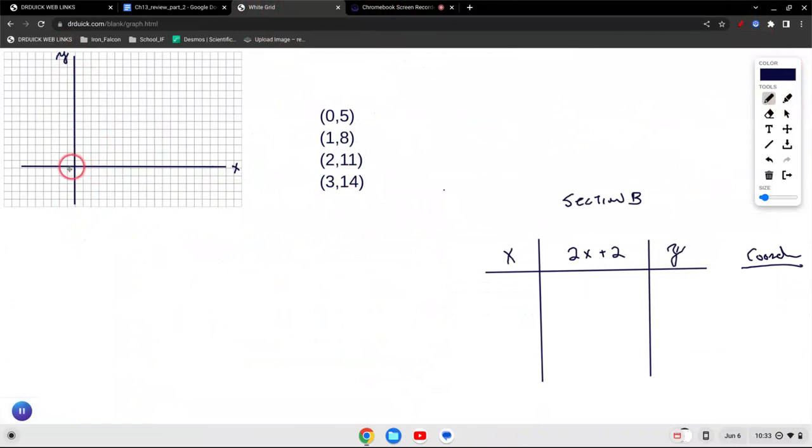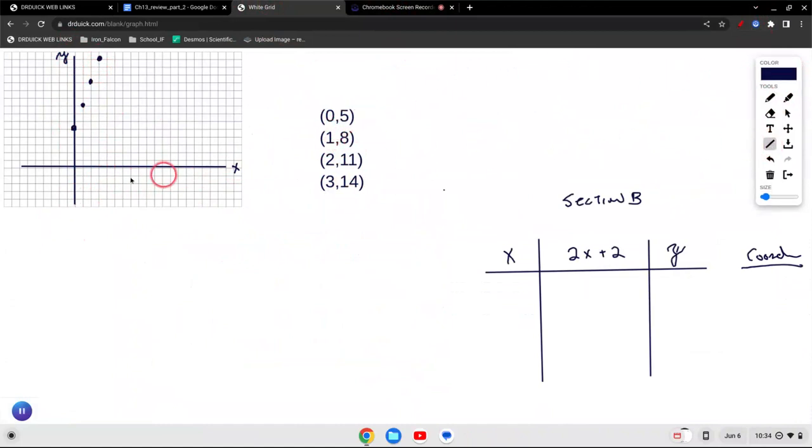So I put my dots in first. I go 0, but I'm going to go 5. 1, 2, 3, 4, 5. Okay? And if I go over 1, I go up 8. So it's 5, 6, 7, 8. I go over 2, I'm at 11. 9, 10, 11. And if I go over 3, I'm going to 14. 12, 13, 14. So I get a series of dots in a row, okay?